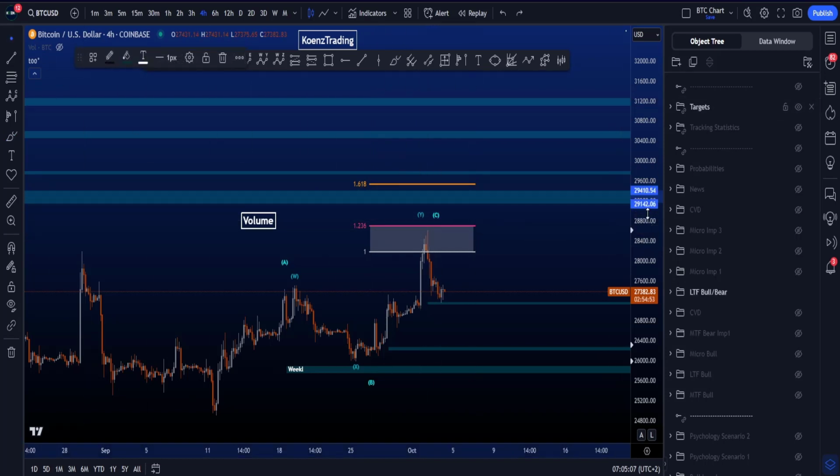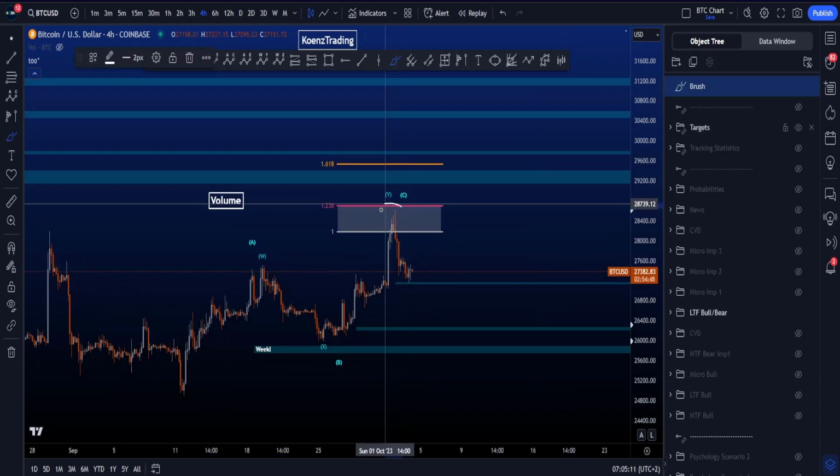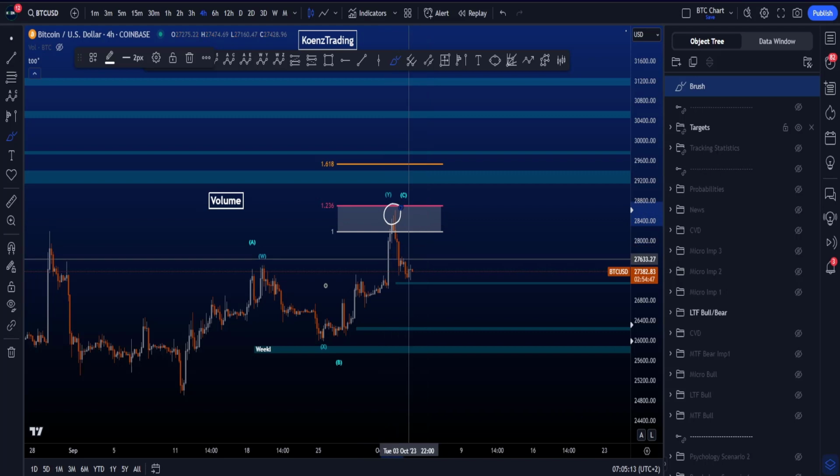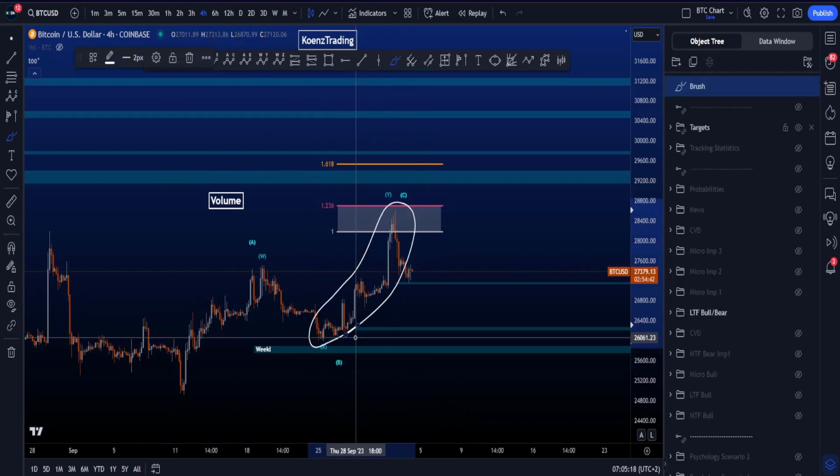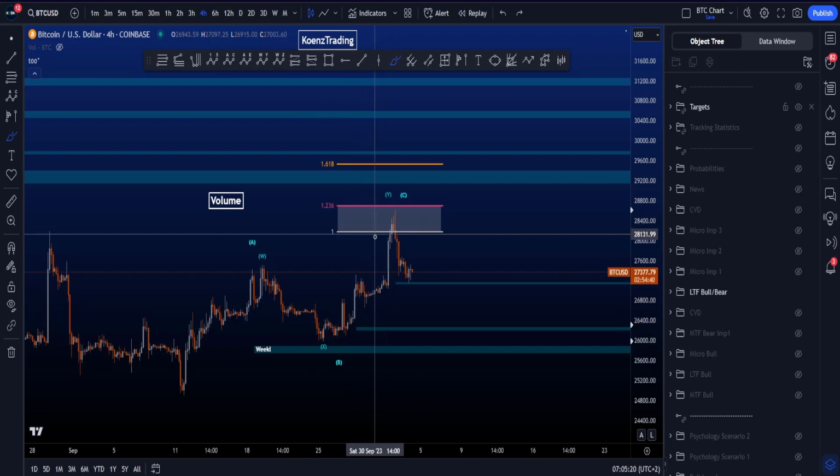We have this target over here, 29.1K to 29.4K. I think preferably you do not really want to take this high. If you're looking for an ABC, then preferably this is like a finish C, for example. But we have to see how price develops, of course, throughout the days.